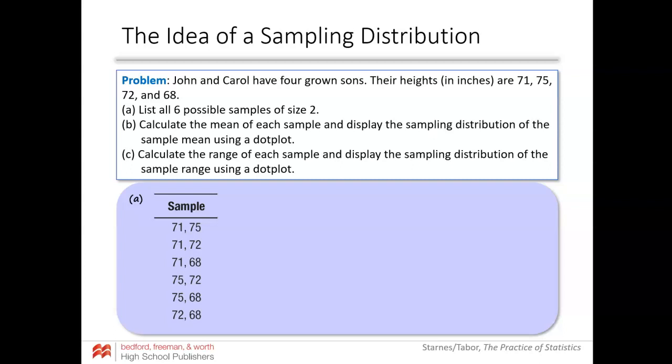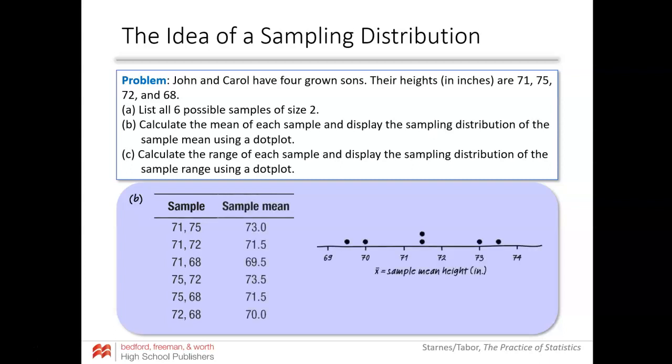The next question says to calculate the mean of each of these samples and display them on a distribution like a dot plot. So the distribution of the sample mean is what we're looking at here. The words that I'm using are important. This is a distribution of the sample mean of heights measured in inches. Calculating the mean, they just averaged the two, averaged the two, averaged the two, and then they plotted these means and created a sampling distribution of the sample means.